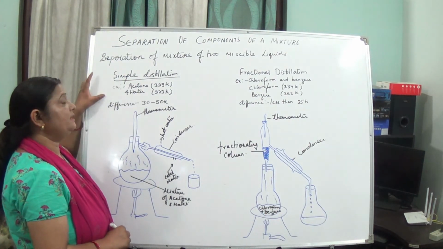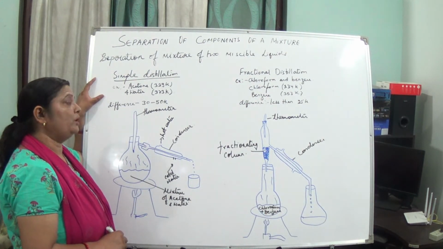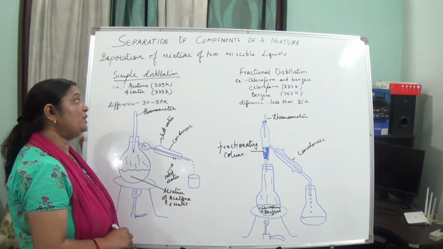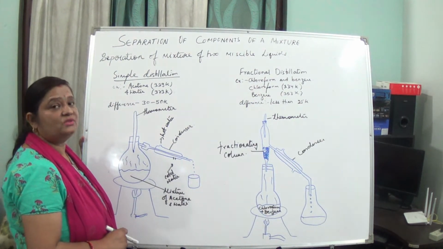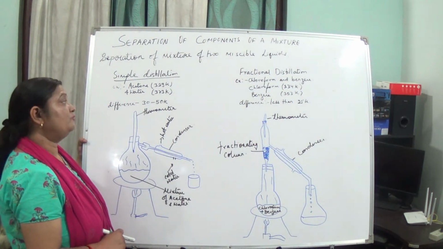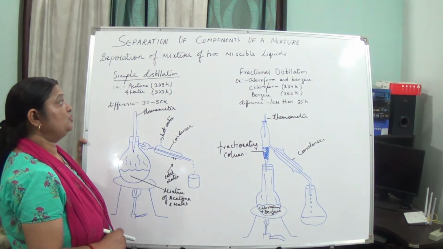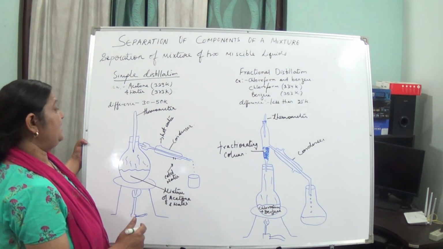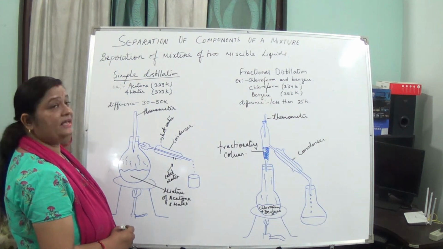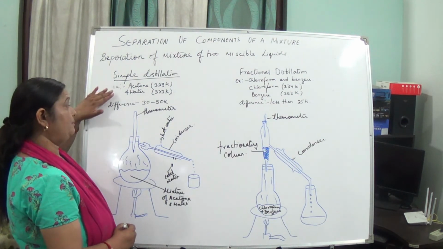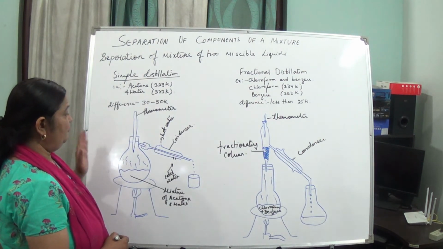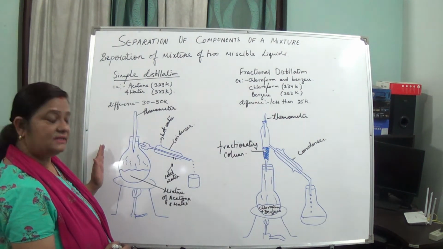For that I have taken an example of acetone and water. The boiling point of acetone is 329 Kelvin and water is 373 Kelvin. So the difference here is 44 Kelvin. Okay, so in this we are going to separate acetone from water, or we get both components by separating them with the help of simple distillation.